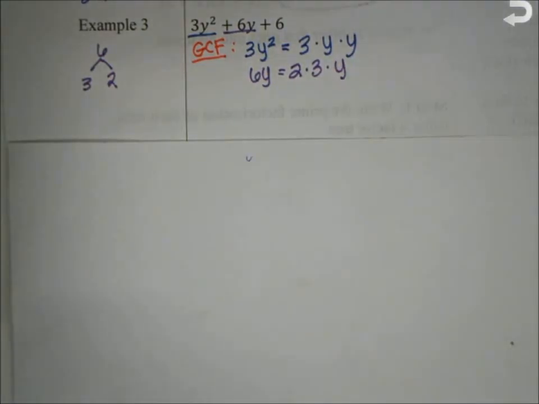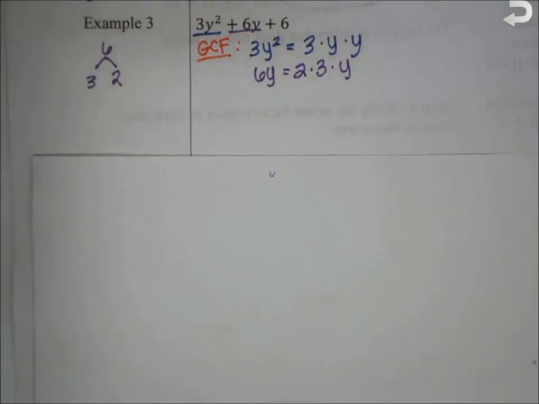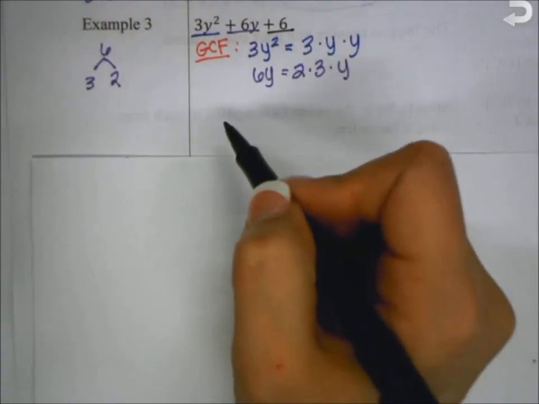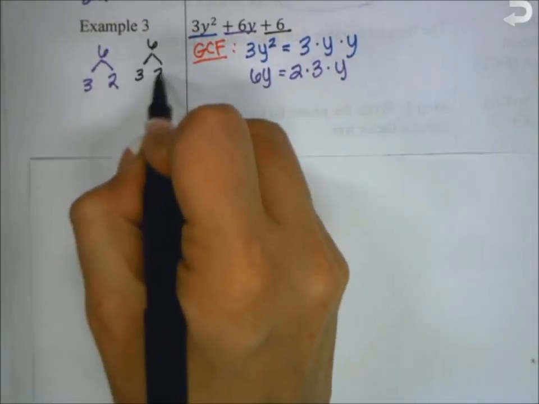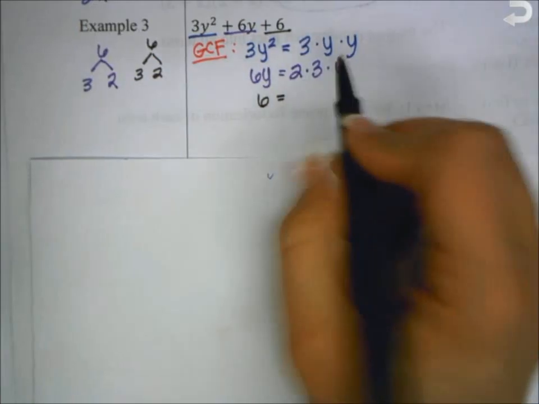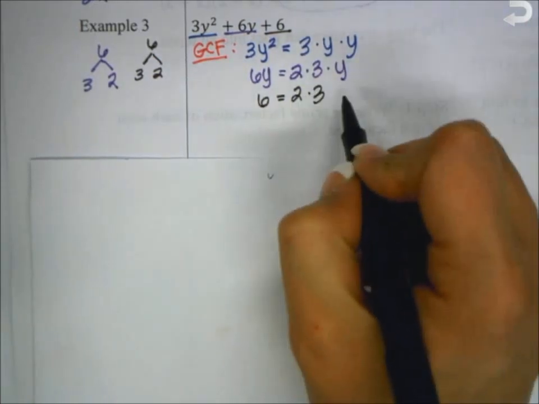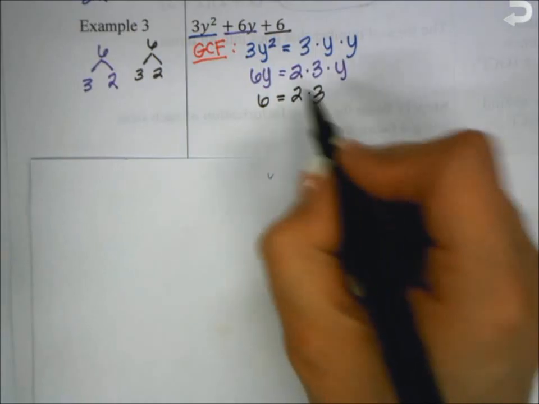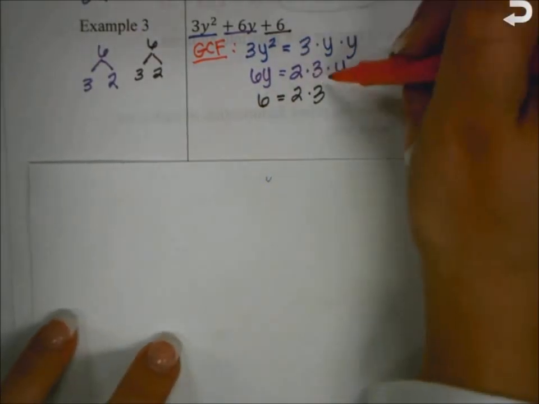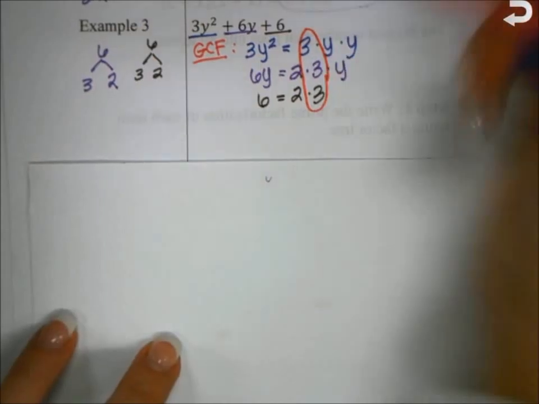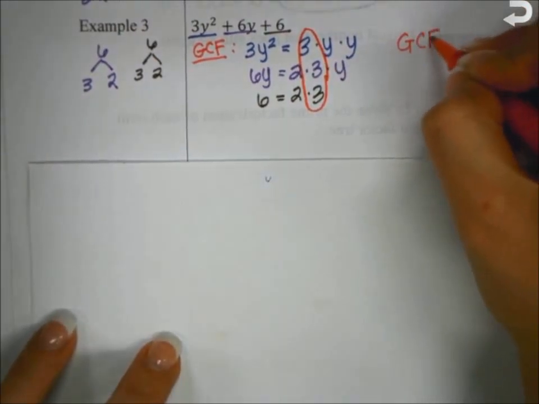Okay, we also have a positive 6, so we need to break that one up, which we already did, right? 3 times 2. So 6 is the same as, and I put them in order from smallest to biggest, 2 times 3. Now, we need to circle what all 3 of these have in common, because we're looking for the GCF of 3 numbers. What do they all have in common? 3, good. So we're going to circle the 3. So my GCF is what? 3. So that's what I want to factor out.